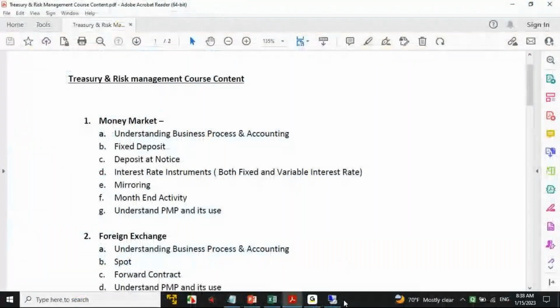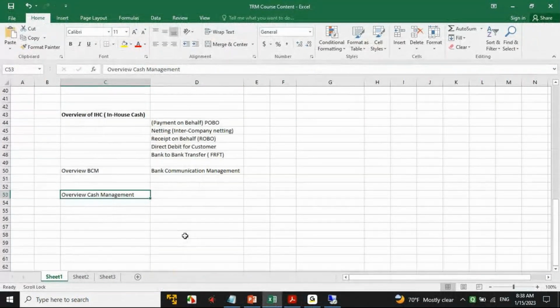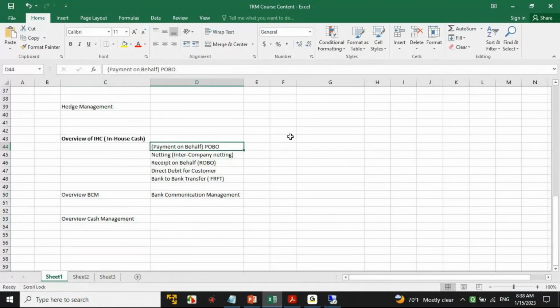What I can do is give you an overview of IHC. You will understand the different scenarios of IHC, like the POBO scenario, intercompany netting, receipt on behalf of, direct debit, and bank-to-bank transfer. We are going to discuss all these scenarios, including EOD activities. But that would be an overview. I cannot show it in the system. I'll make that very clear.